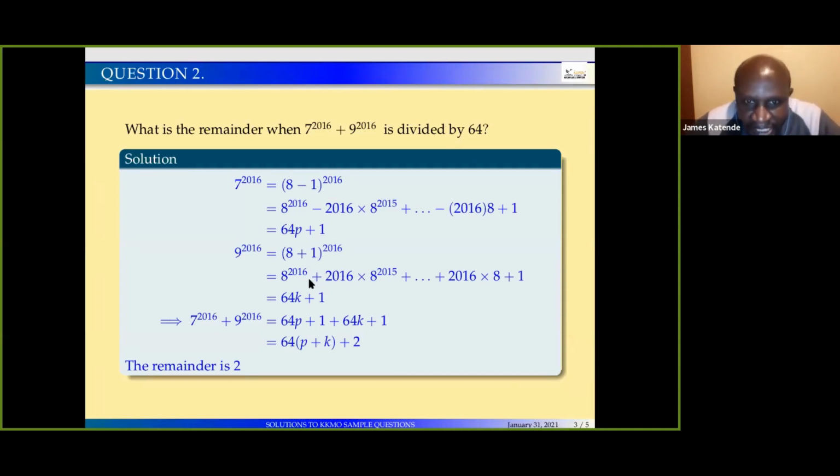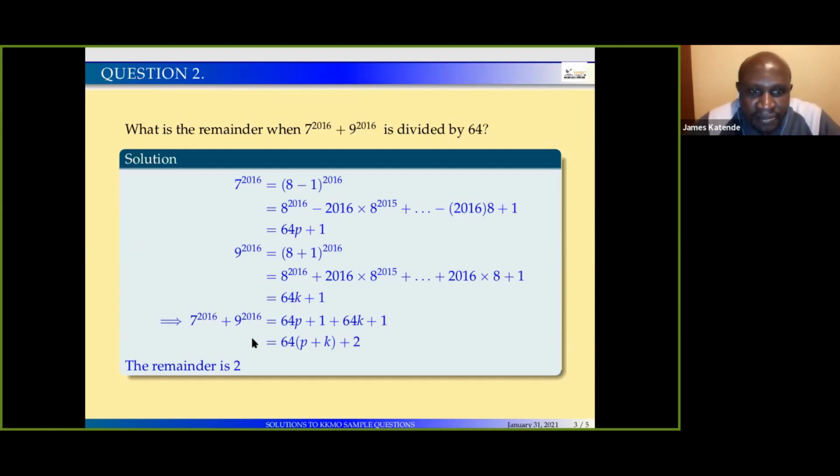We use the same idea here. Again, the only term that we need to worry about is this second last term. And it will have a 64 in it, because 2016 has 8 as a factor. Again, we can write everything before this last term as a multiple of 64. So we write it as 64k plus 1.